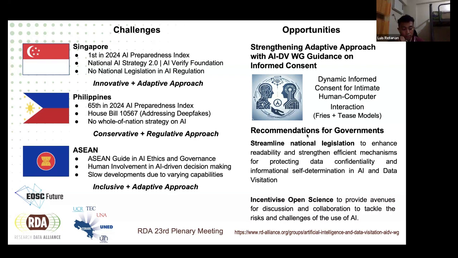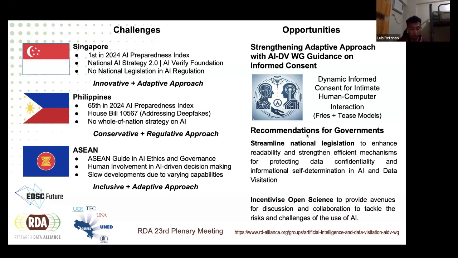Although member countries vary in their AI capabilities, the bloc introduced the ASEAN Guide on AI Governance and Ethics, which prioritizes human involvement in AI-driven decision-making. To summarize, Singapore's adaptive approach emphasizes flexibility, while the Philippines leans towards restrictive regulation due to limited innovation support. ASEAN aims for a balanced and inclusive path for an adaptive approach to AI.